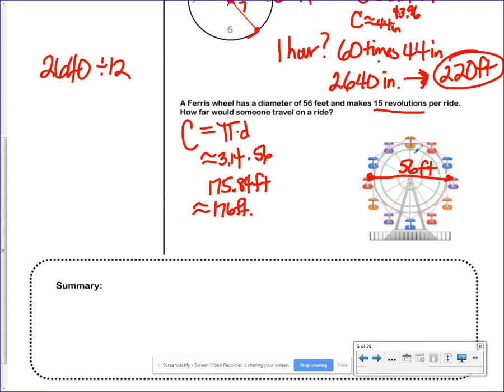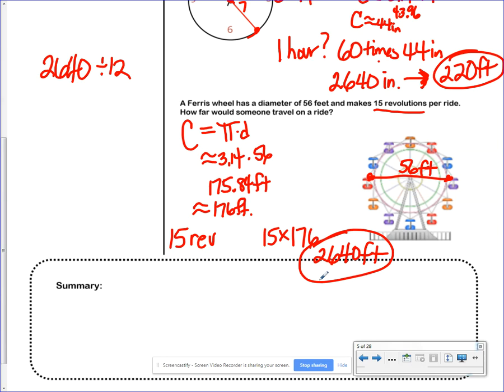Now, that's just one spin. You will get 15 revolutions. So now 15 revolutions means take 15 times that 176 feet, and you get 2,640 feet, which is almost exactly half a mile. Wow, that hardly seems possible. Cool, cool, cool. All right.